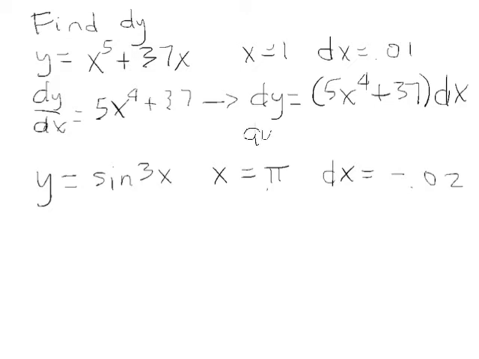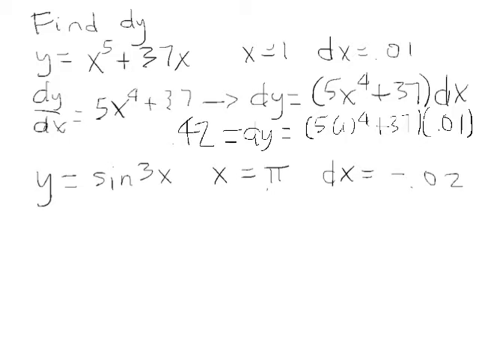So dy is going to be equal to 5 times 1 to the fourth plus 37 times 0.01. And when you punch that into your calculator, you're going to get 0.42. Okay, not a horrible, difficult thing. You're just looking for a derivative.